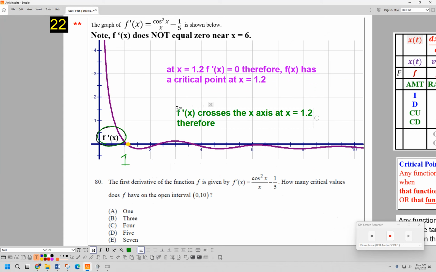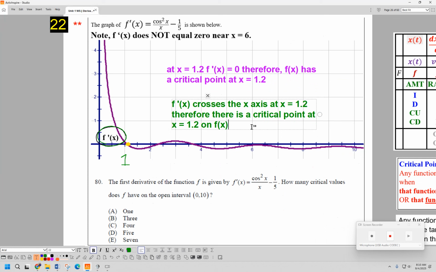Therefore, there's a critical point at 1.2, but you have to say f of x. Right, so you really do have to clarify that it's f of x. That needs to be part of the reasoning, because you got to make sure the grader understands, Michael, that you are identifying the critical point on f, not on f prime. Because f prime doesn't have a critical point at x equals 1.2. No, that would work. The green statement is just as valid as the purple.